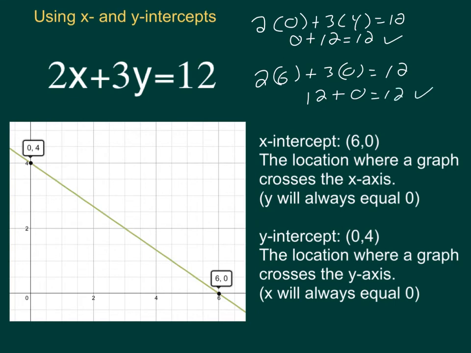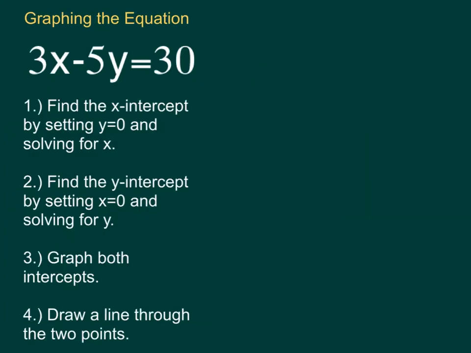So because those are 2 points that are definitely on the line, we can connect them by going along the line here and graph our entire function. So how do we go about finding those 2 points? So the first thing that we're going to want to do is we'll look at our equation, 3x minus 5y equals 30, and we're going to first find the x-intercept by setting y equal to 0. So I'm going to start by saying y equals 0, and that's going to get plugged into my equation.